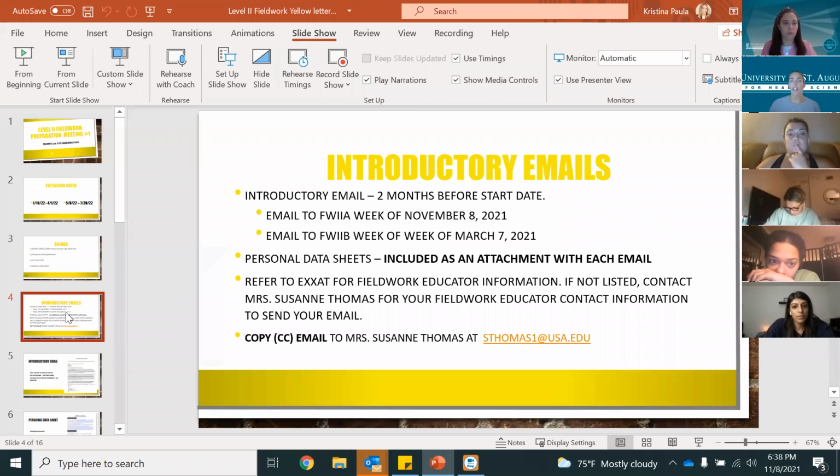So your introductory email, you send these out 2 weeks before the start date. So we're meeting this week. By the end of Friday, I want everyone to have sent out their introductory email. So write that date down. Friday, your introductory email will be going out before Friday. So between now and Friday, you have.